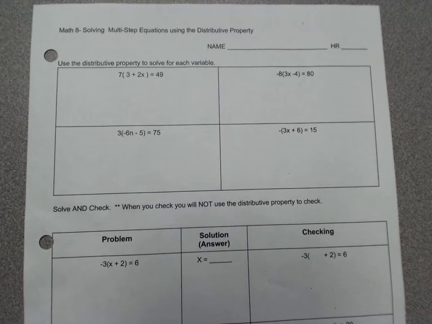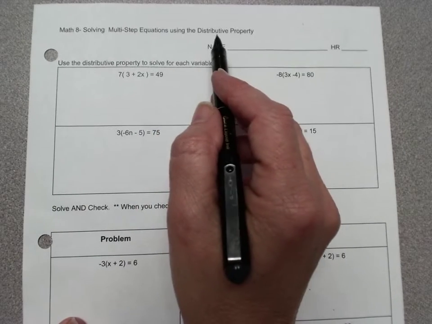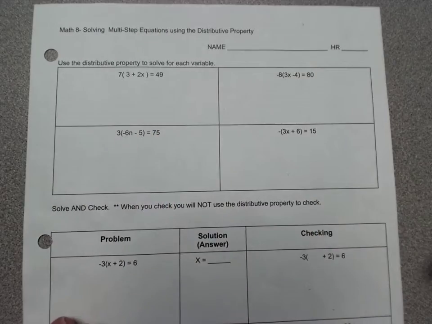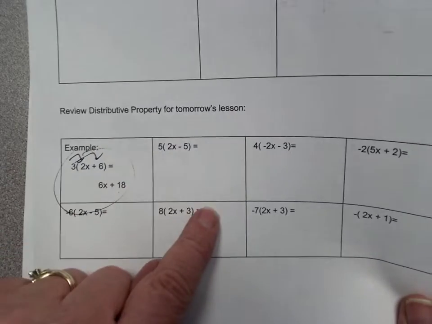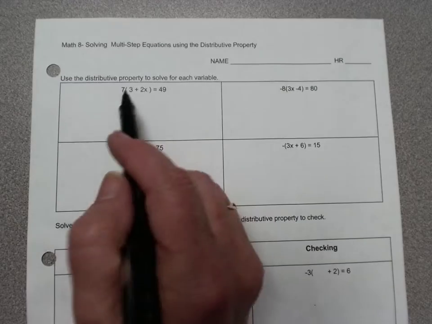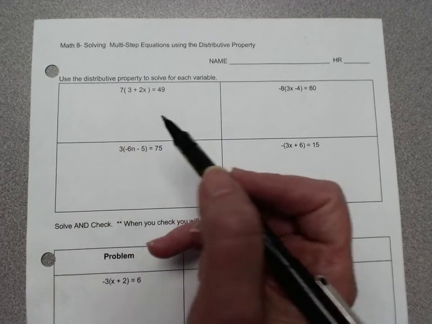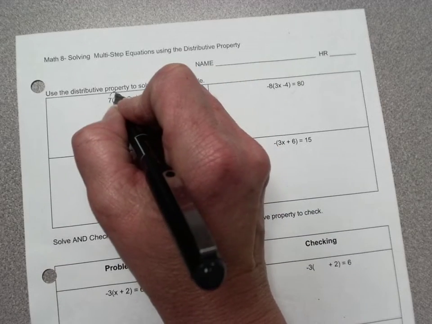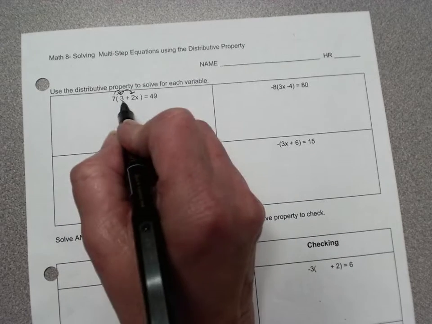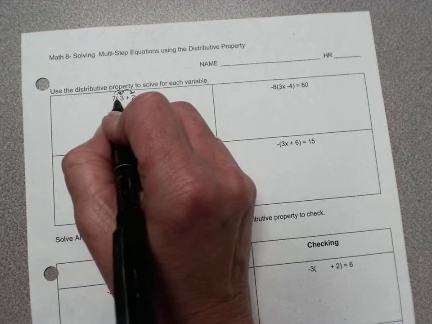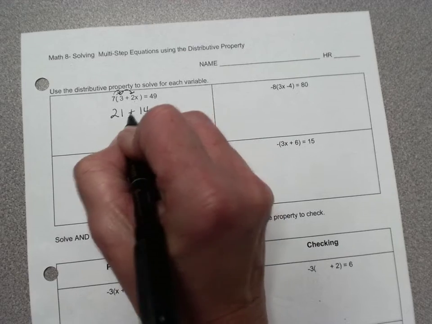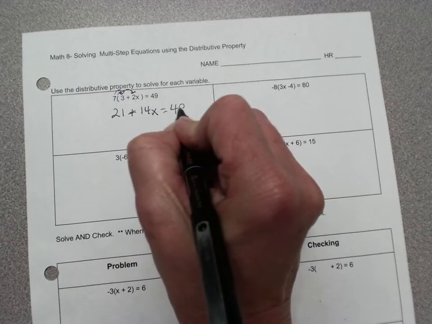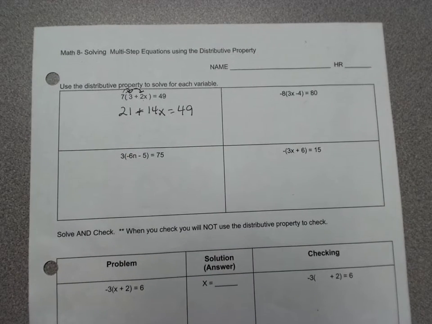Okay, this one is solving multi-step equations using the distributive property. So the day before, hopefully you practiced using the distributive property. Now we're going to use the distributive property to solve multi-step equations. So we're going to distribute first. That means 7 times 3 is 21, plus 7 times 2 is 14, so you have 14x equals 49.